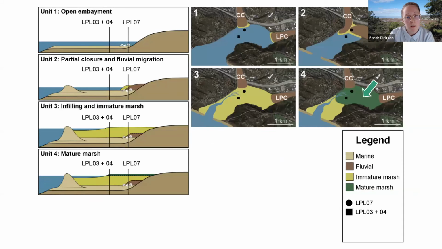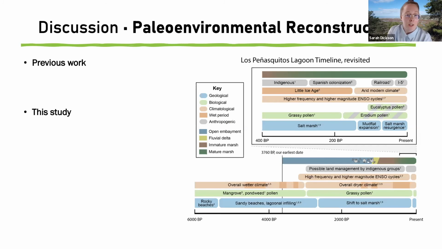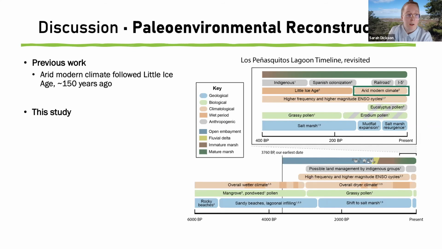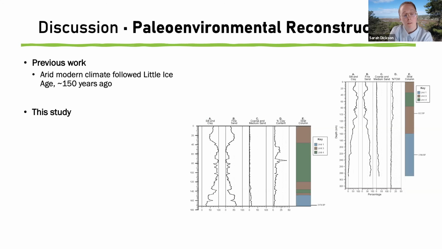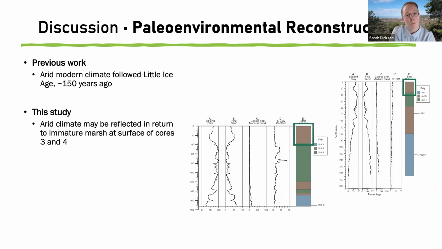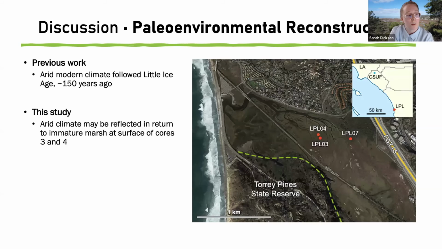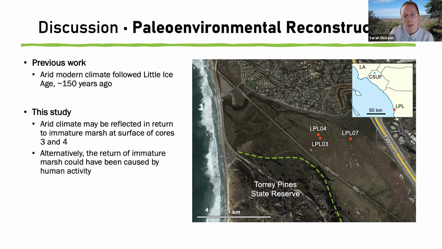So here we can see the mature marsh represented in green extending seaward out over the immature marsh of Unit 3. At this time, the mature marsh covers the sites for Core 7 as well as Cores 3 and 4. As the Little Ice Age ended, Southern California's modern arid climate took precedence about 150 years ago. This may be reflected in the return to immature marsh facies at the surface of Cores 3 and 4. Another contributing factor for the transition back into Unit 3 and the Central Marsh could be modern urbanization.